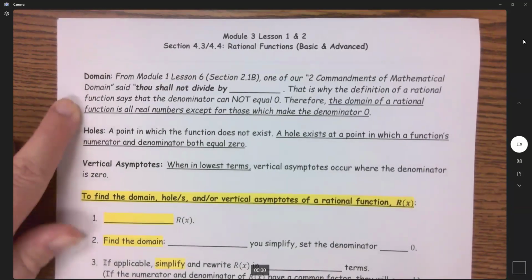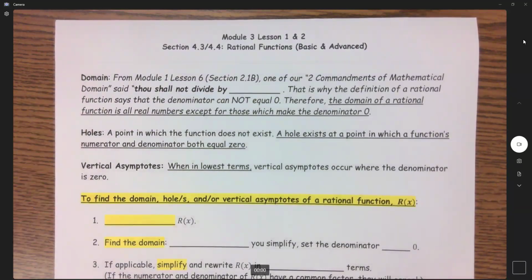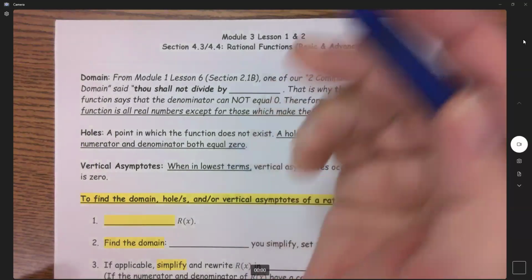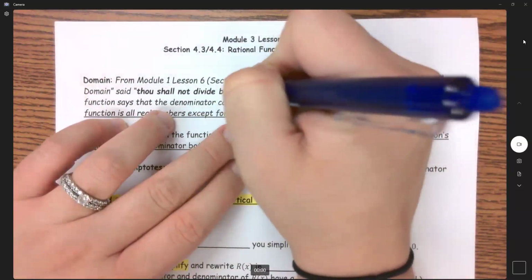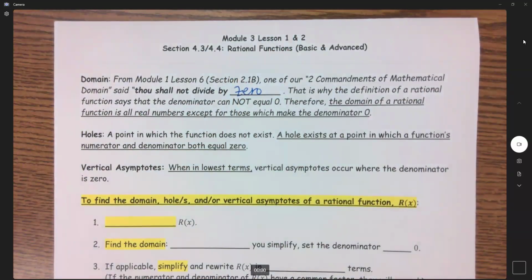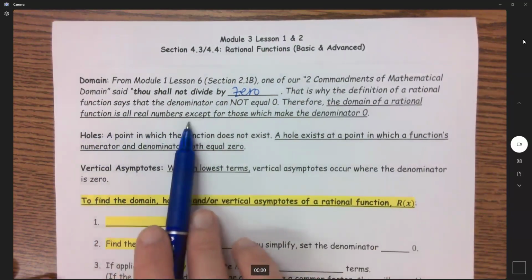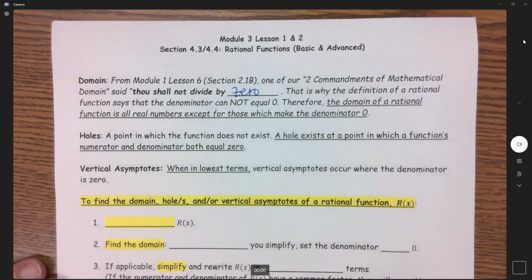So starting with the definition of domain, it says from module 1, lesson 6, which was section 2.1b, one of our two mathematical commandments was thou shalt not divide by 0. So that is why in that definition, we have that q of x, that denominator, cannot equal 0 from that previous page. Therefore, and I've underlined what's important here, the domain of a rational function is all real numbers except for those that make the denominator 0.